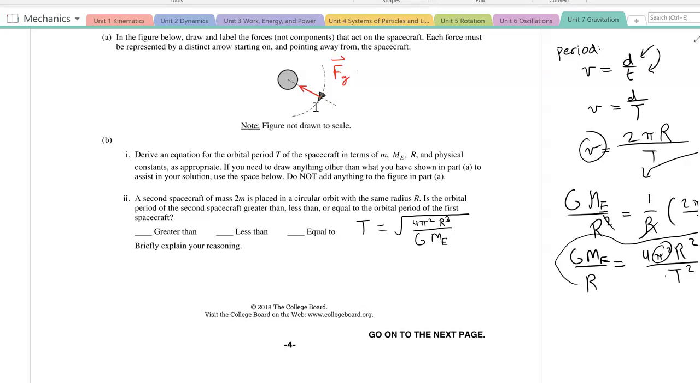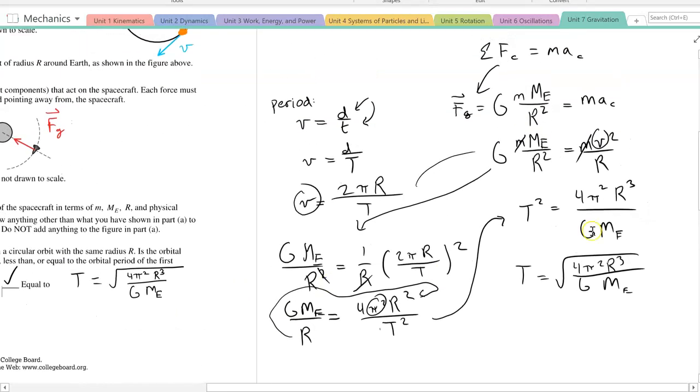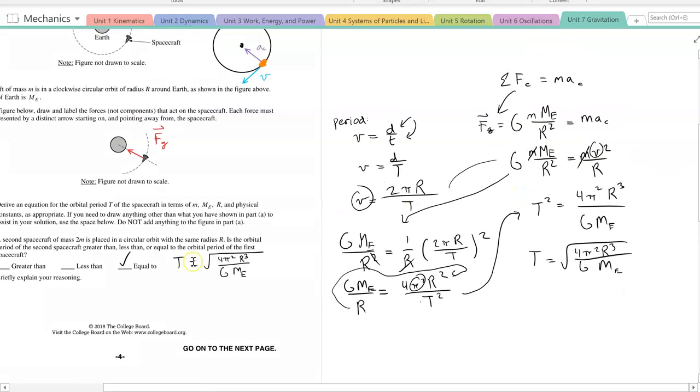In other words, if we were to pretend the mass was 2m and we plug it into this equation, everything else is the same as it was in the first case. So it is equal to. And the reason why is because we canceled it out in this step right here, and we saw that masses appear on both sides, and we can get rid of them, so it's not dependent.